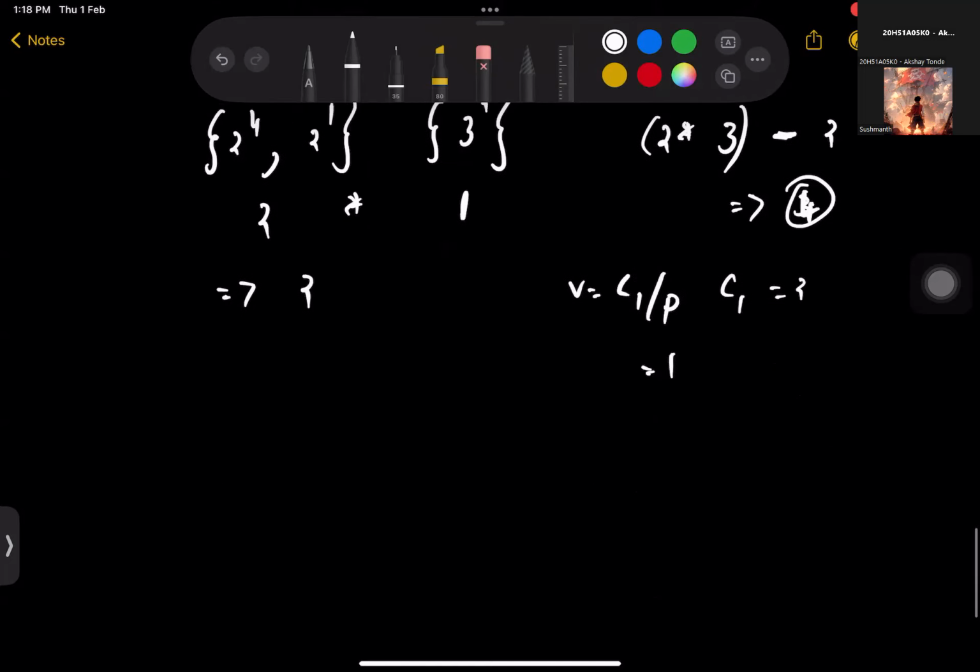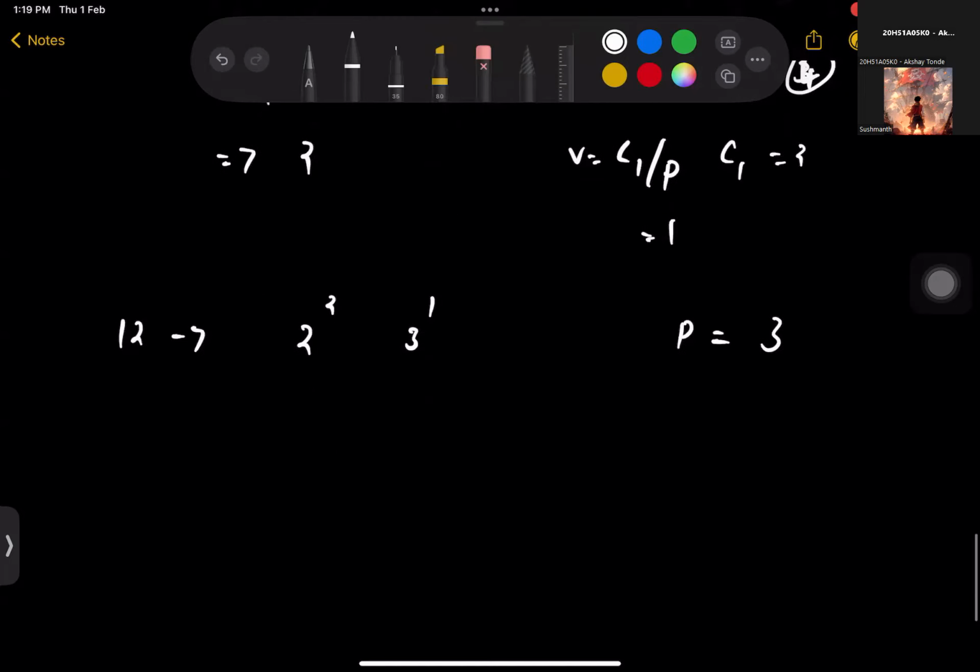That is, we just multiply 2 into 1. Okay, got it. So 2 power 2 and 3 power 1 are the prime factors of 12. And the next query is p equal to 3.